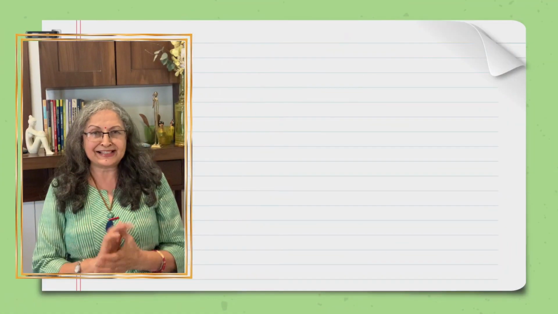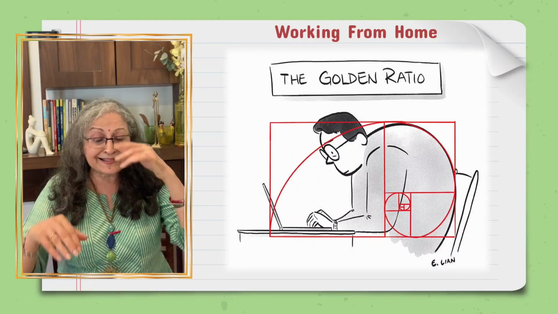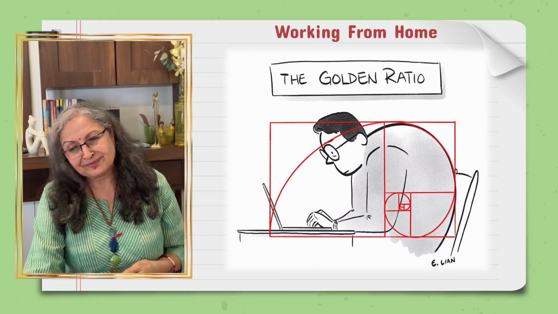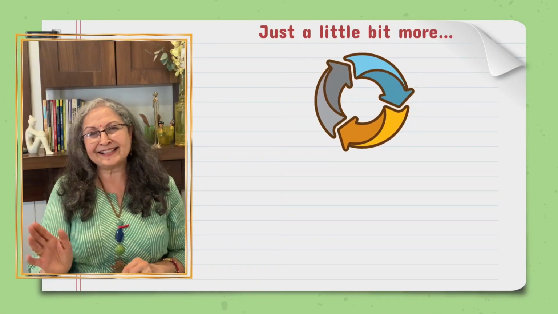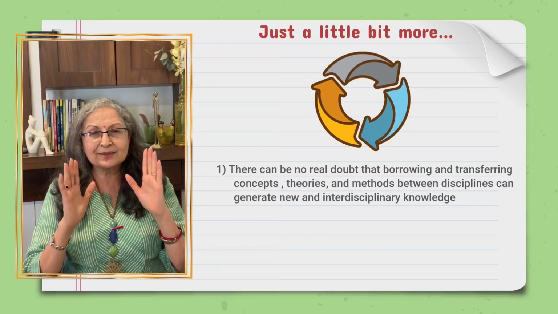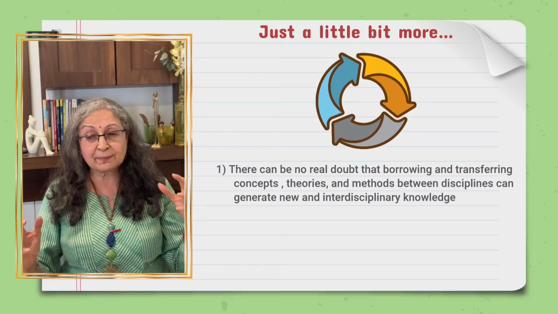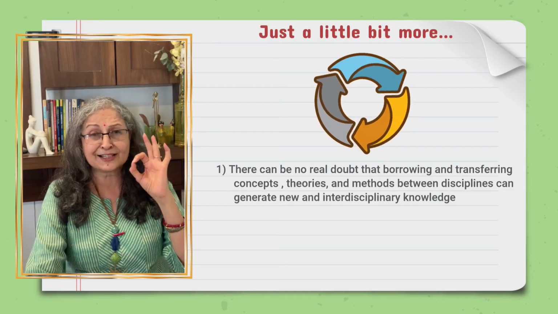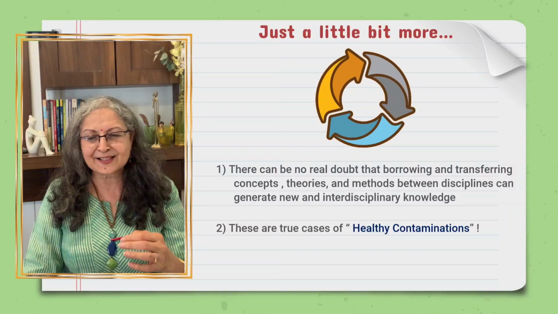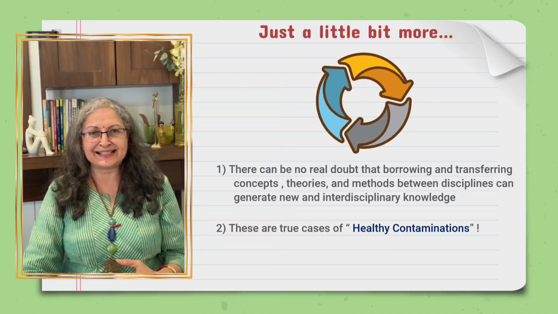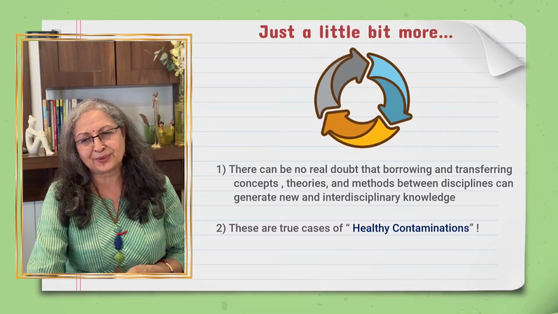And this one I just loved, because this is what has happened to all of us in the pandemic. We have also bent down in the Fibonacci cycle. Okay, just a little bit more. As I conclude this entire series with this episode, there is no doubt that borrowing and transferring concept, theories, and methods between disciplines can generate new and interdisciplinary knowledge. But I love this. These are true cases of healthy contaminations. Contaminate all the subjects and something new and beautiful is likely to grow out of it.